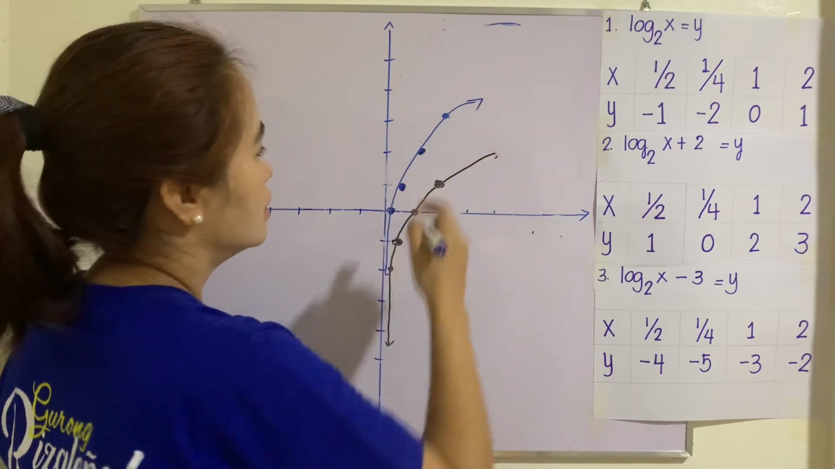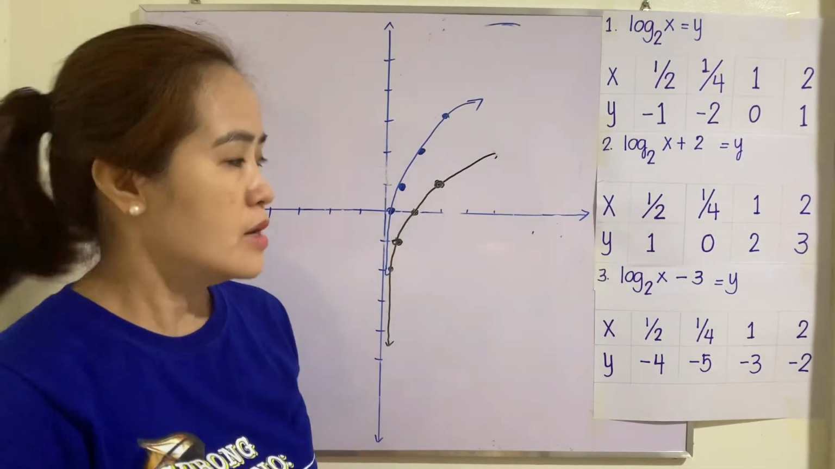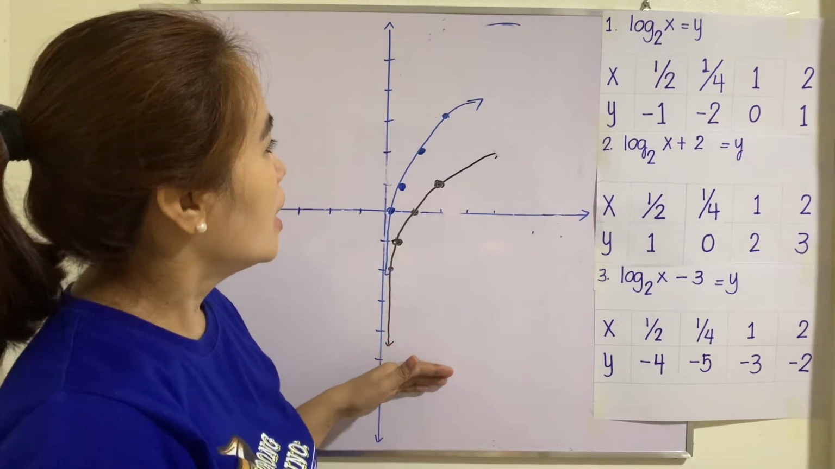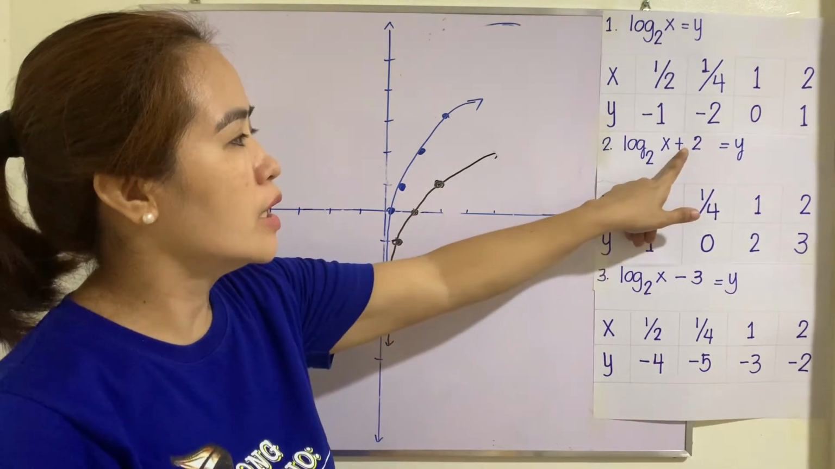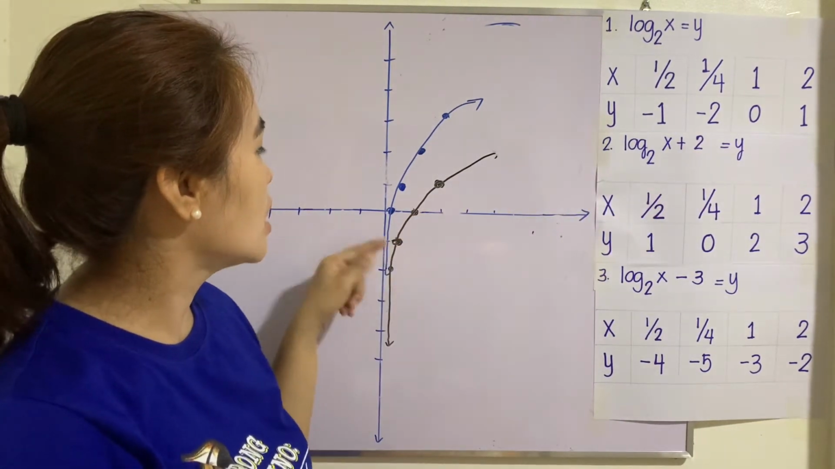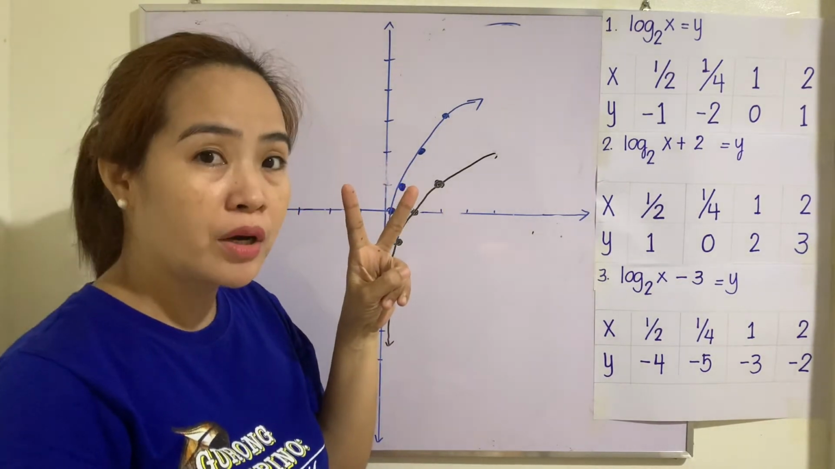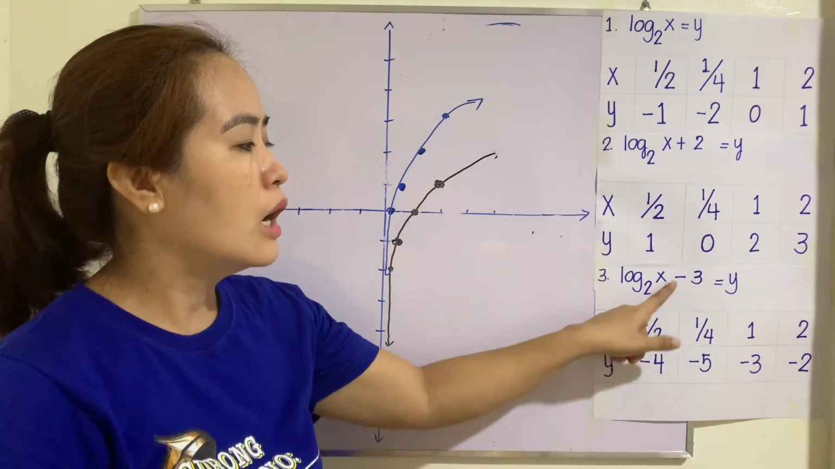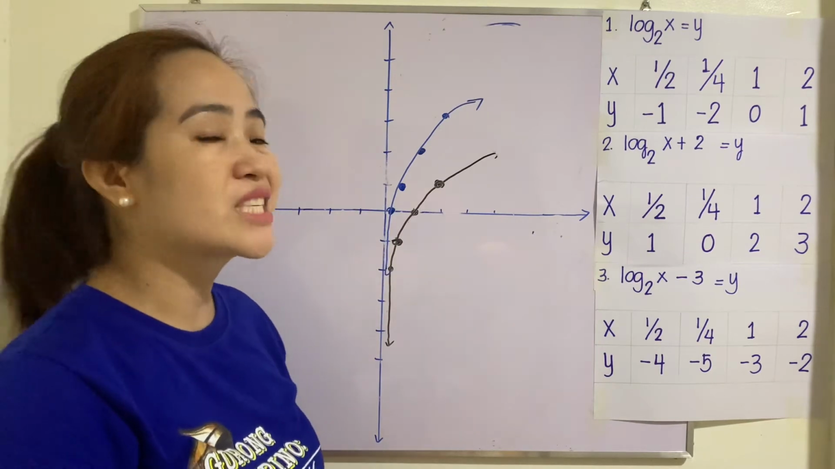Okay. Notice that the behavior of the graph is still the same. So meaning to say there is a shift in the graph. Meaning if this one is plus 2, we just move all the points 2 units up. If it is minus, we just move the graph, the base graph, 2 units down.